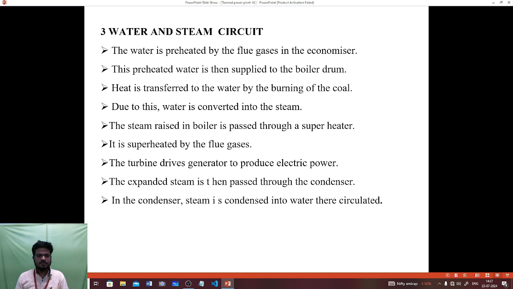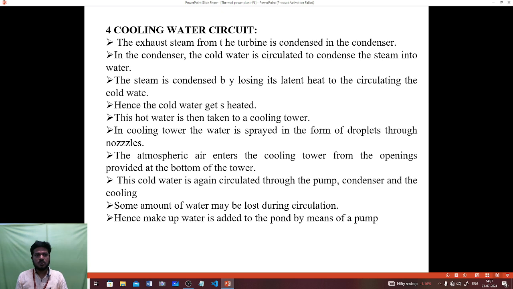The expanded steam is then passed through the condenser, and in the condenser the steam is condensed into water, which is then circulated back. Now we are going to see about the cooling water circuit. In the cooling water circuit, the exhaust steam from the turbine is condensed in the condenser, and cold water is circulated to condense the steam into water. The steam is condensed by losing its latent heat to the circulating cold water. Hence the cold water is heated.